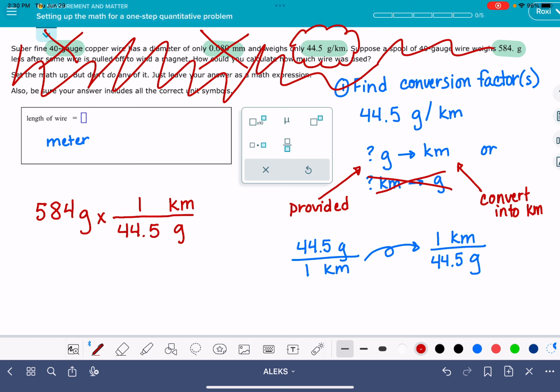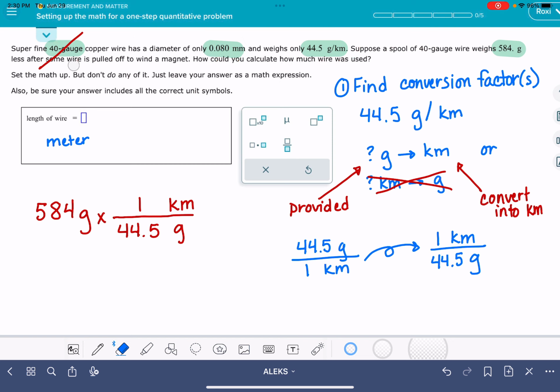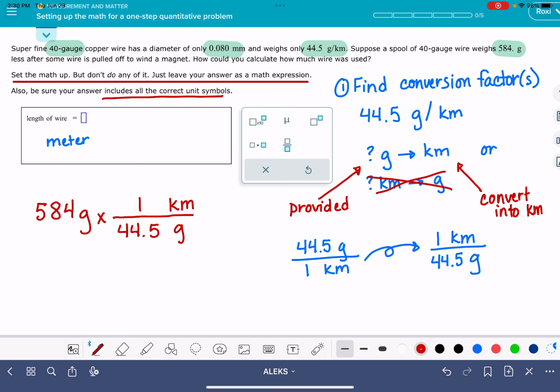Now notice that, if I erase some of this stuff that I've scribbled over, ALEKS is not asking us to carry out this calculation. It says set the math up, but don't do any of it. Just leave your answer as a math expression. Make sure that you are including all of the unit symbols. So the answer that you're going to enter is 584 grams times, and you can use this symbol if you want, or you can use that symbol if you want, and then a fraction, 1 kilometer over 44.5 grams, and that is the solution to the problem. Again, you're not being asked to actually carry out the math.